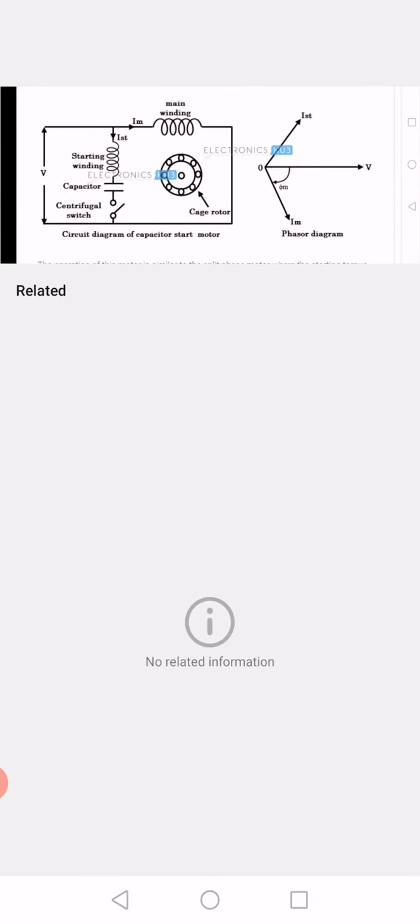Since a capacitor is added in the starting winding, IST will lead the voltage, and since the main winding is inductive in nature, it will lag the supplied voltage. Once the motor starts and the speed is picked up, the auxiliary winding will be removed from the circuit together with the capacitor. It is used in water pumps, grinders, lathe machines, and compressors, mostly industrial applications.